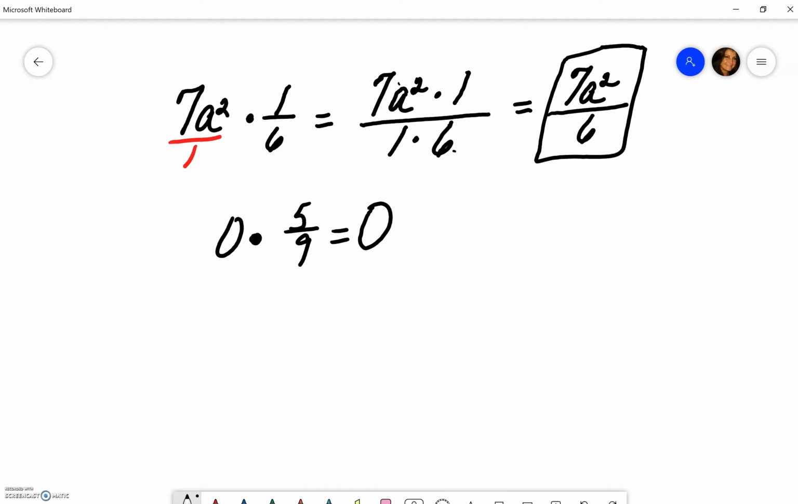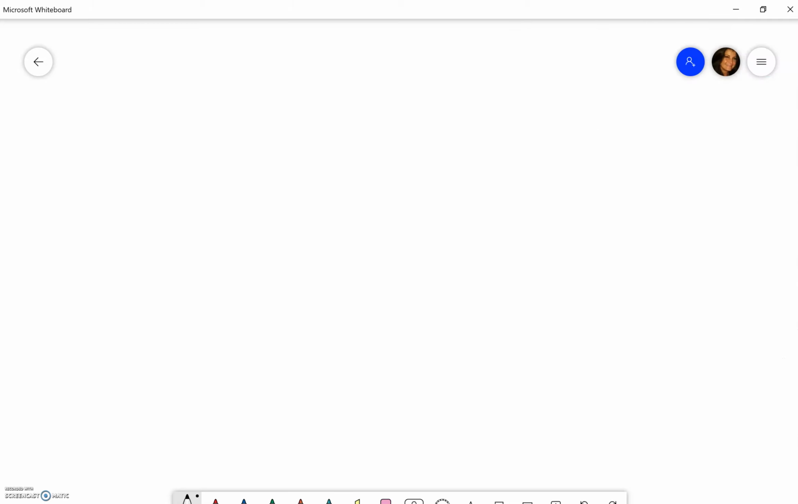Anything multiplied by 0 will give you the answer 0. All right, so let's move on to number 7. Let me clear that out. So number 7, now they give you 3 numbers, or 3 fractions. So we have 2 over 15 times 1/3 times 5 over 4.